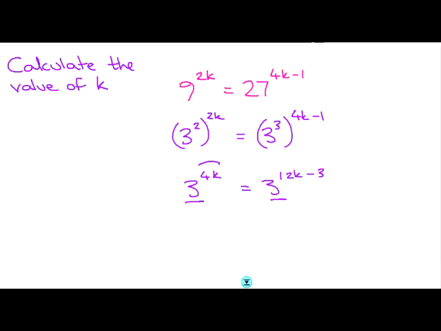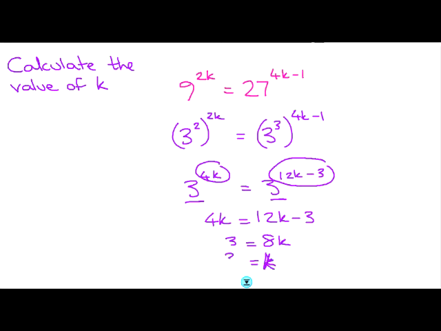Which means that the index parts must be equal to one another. So we have 4k equals 12k minus 3. We can now rearrange this, so 8k is equal to 3. And therefore k is 3/8. And there you have it. That is how you solve an equation with indices. Now, the other indices rules should be very simple to you, but these are the two most important ones.